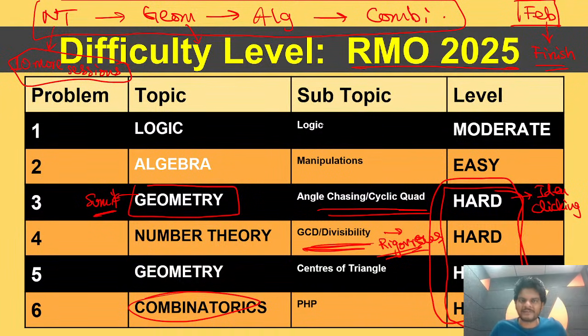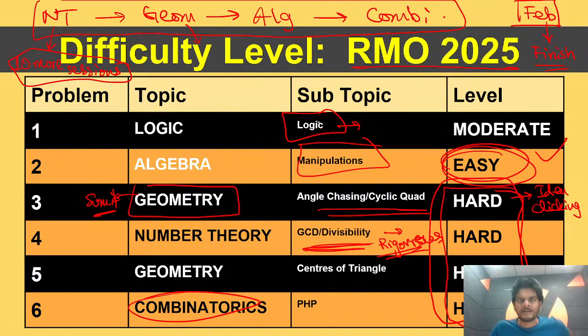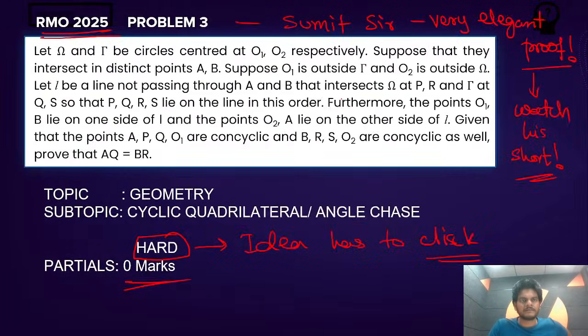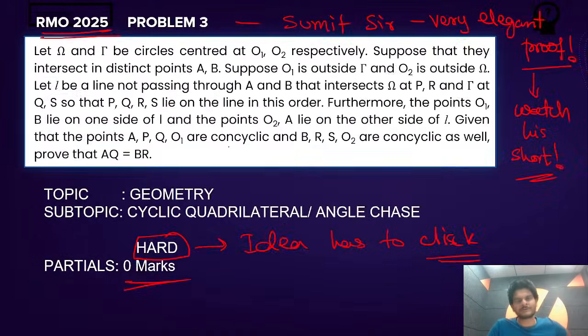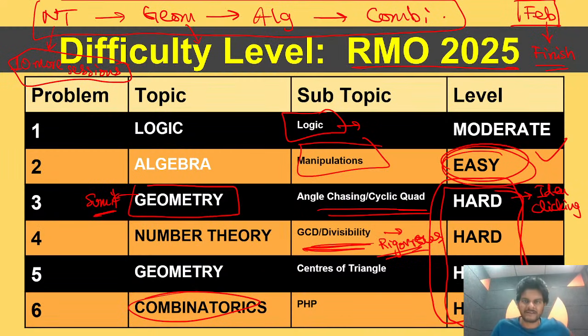The second question was actually very easy. Algebra was easy actually. The logic question, what was the logic question again? This logic question is not hard or easy exactly. You have to do trial and error. Doable. Everyone should be able to try logic questions.